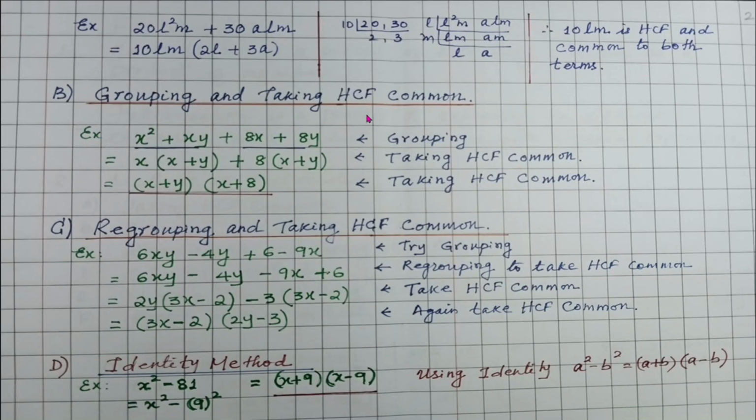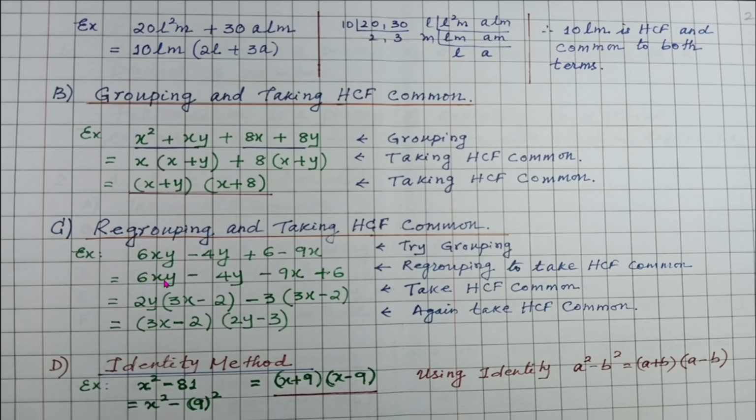Now therefore grouping and taking HCF common is another method which we have understood here. Now regrouping and taking HCF common. Here we have an algebraic expression given to us, 6xy minus 4y plus 6 minus 9x. By inspection we understand that it has to be regrouped. Therefore I have kept 6xy as it is, minus 4y as it is, but I have interchanged the positions. I have taken minus 9x and put plus 6 in the last.